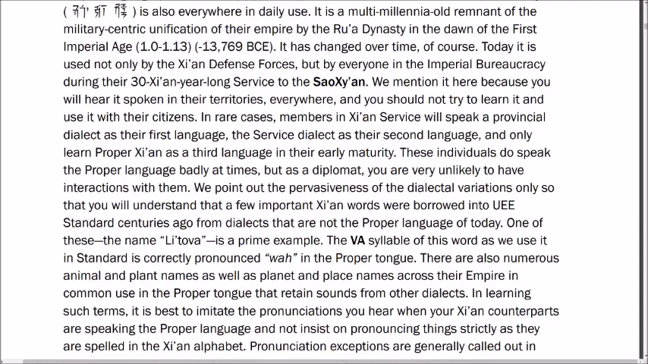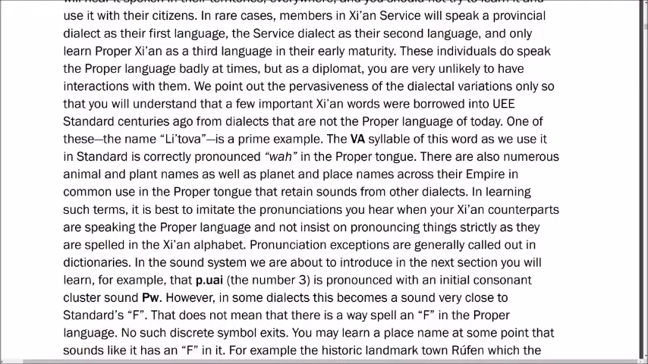We mention it here because you will hear it spoken in their territories, everywhere, and you should not try to learn it and use it with their citizens. In rare cases, members in Xi'an service will speak a provincial dialect as their first language, the service dialect as their second language, and only learn proper Xi'an as a third language in their early maturity.